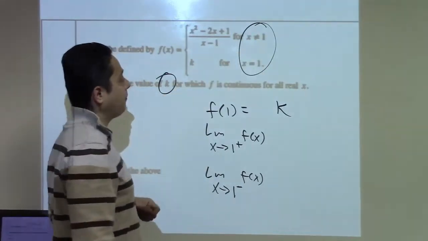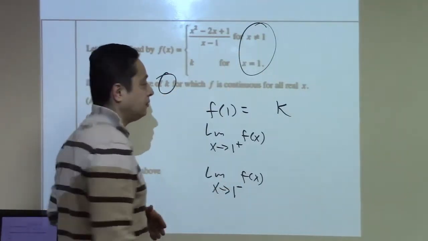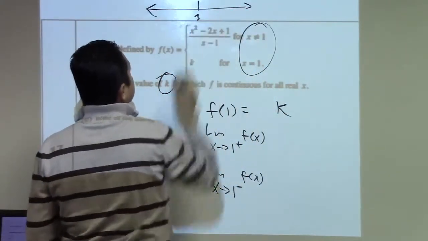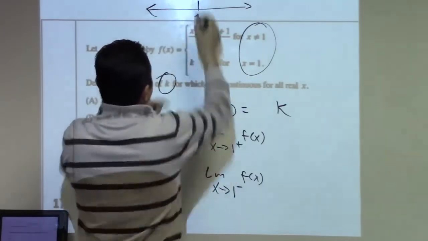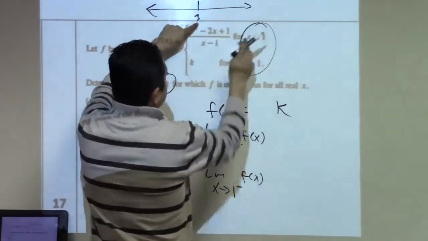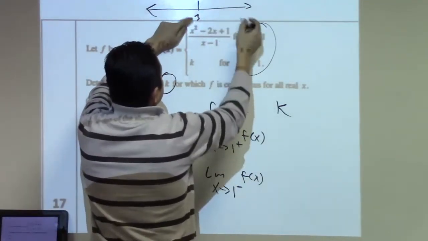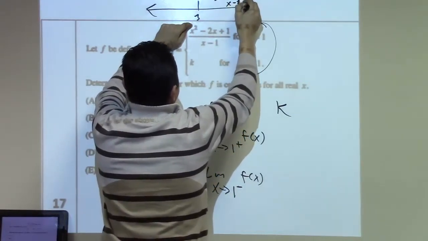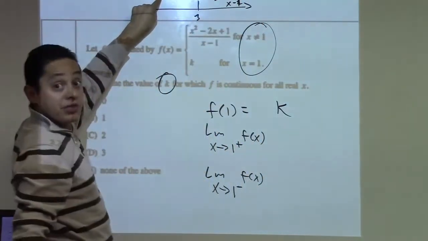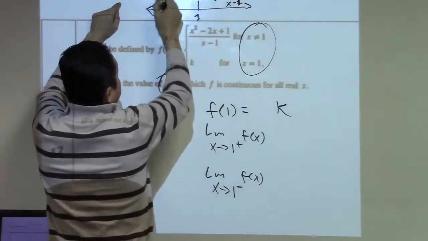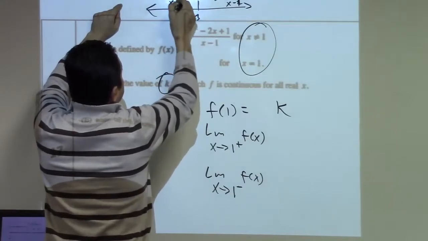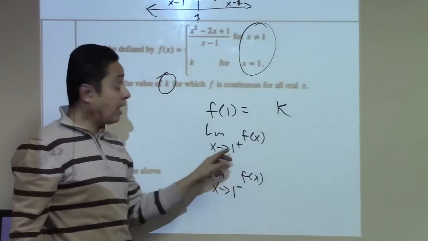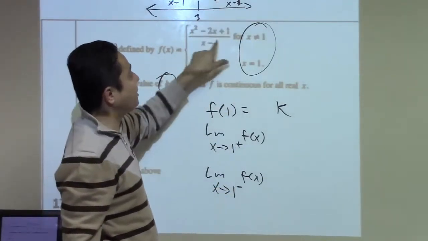Right? So, if you're coming from the right, here's 1. So for the 1, the value will be k. But if you're coming from the right, you will have to use this one: x squared minus 2x plus 1 divided by x minus 1. That's for the right. And from the left, you have to use the same one: x squared minus 2x plus 1 over x minus 1. So that means that if I'm approaching from the right, I will just plug in the 1 into the right side, which is this function right here.